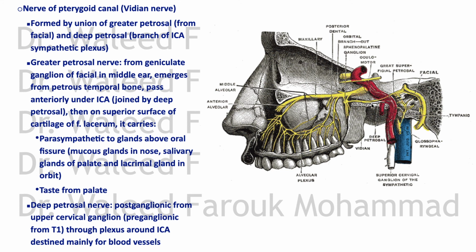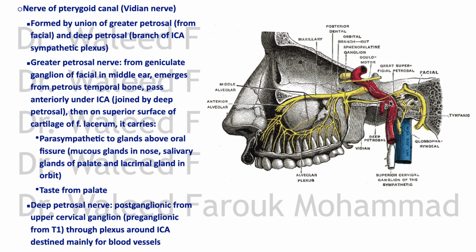joined by a branch, see, this branch from the plexus around the internal carotid artery, which is the deep petrosal nerve, to form the nerve of the pterygoid canal that will pass through the pterygoid canal we studied before, and it will synapse in the pterygopalatine ganglia, and the sympathetic component will be distributed with the branches of the maxillary nerve. Now, so the great petrosal is the preganglionic parasympathetic. It is the nerve of the fossa. It is the nerve that made the ganglia.